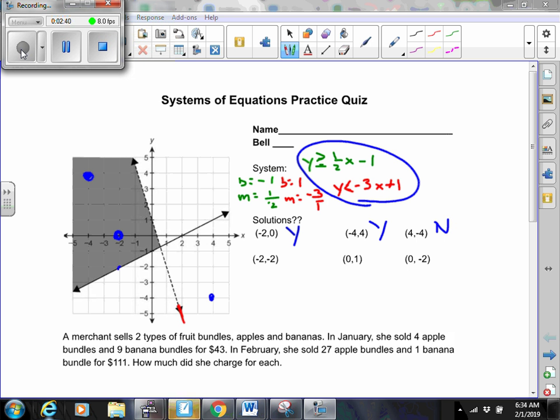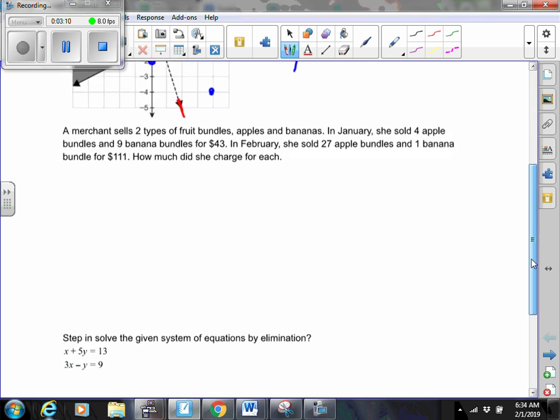(-2, -2). Oh, that one, you've got to be careful. Now that one is on the solid line. That is equal to, so you do include that one. If it was dotted, I would not. (0, 1). There you go. There's a dashed line. That's on the dash. That does not include it. So no. (0, -2). Located here, not in the shaded region. No. Okay, that's how you do inequality systems.